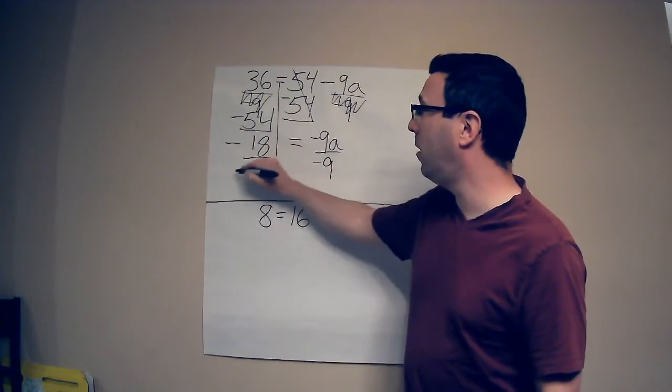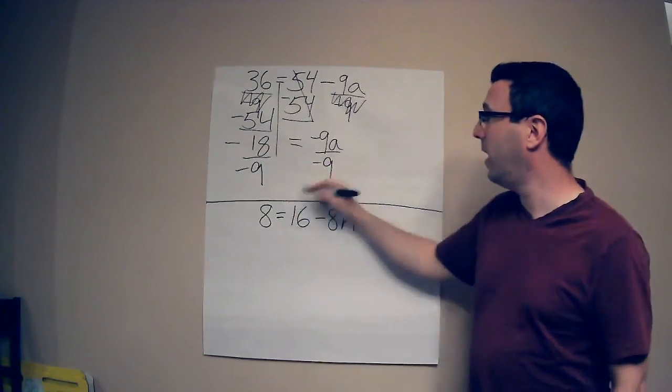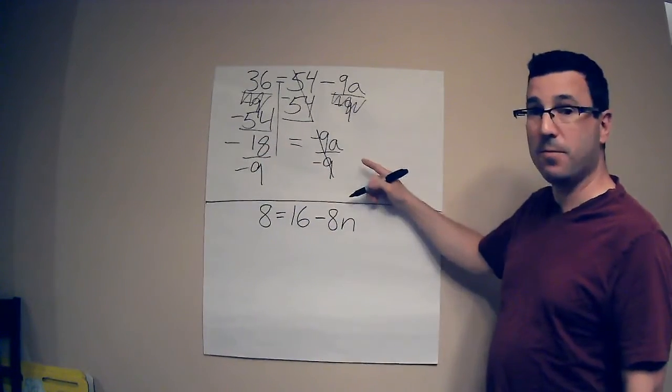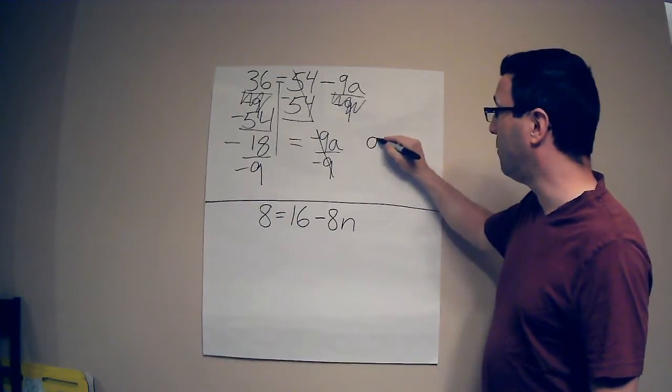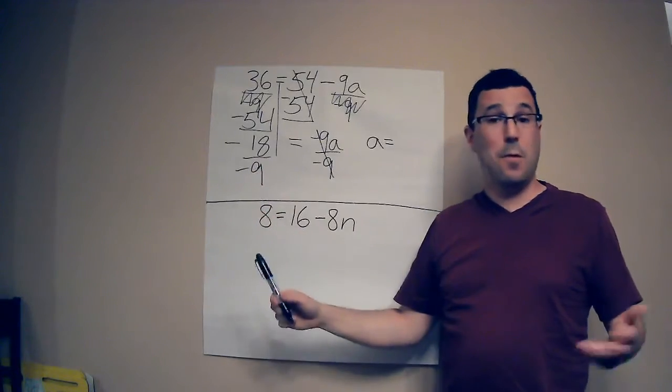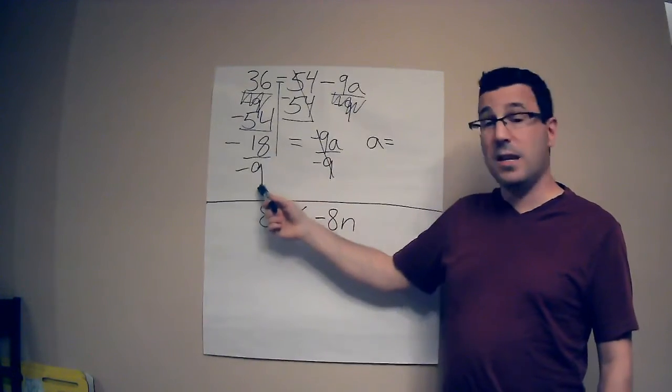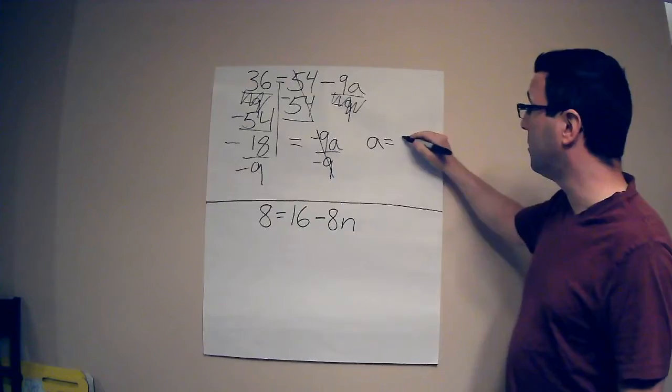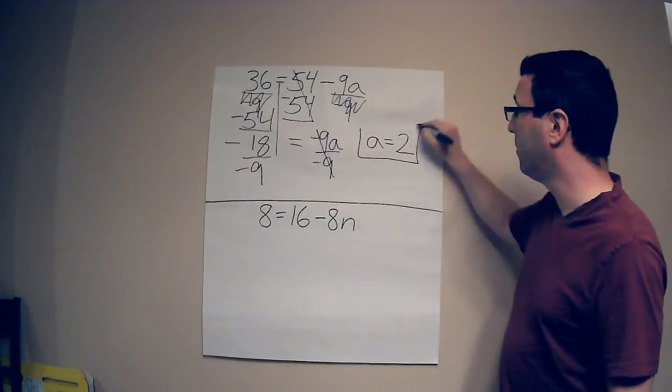Goofball. I'm just left with a. Negative divided by a negative, positive. So 18 divided by 9 gives us a positive 2.